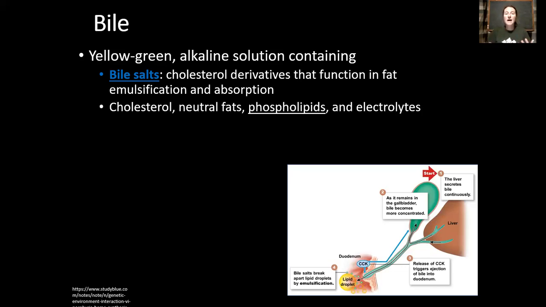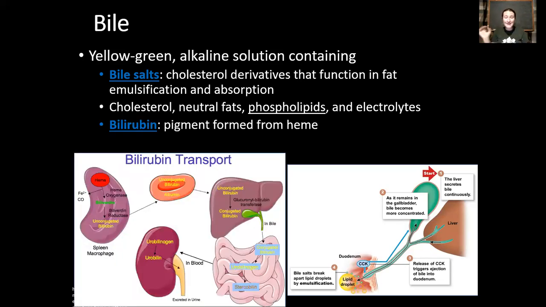Bile also contains excess cholesterol. It contains phospholipids, which are also going to be important in this emulsification process. It contains excess electrolytes. And what we've talked about since the first day of class, it contains bilirubin. Bilirubin is what gives it its color. We know that bilirubin is the byproduct of breaking down hemoglobin, and this breakdown of hemoglobin is going to occur in the spleen. It's going to occur within the liver as well.